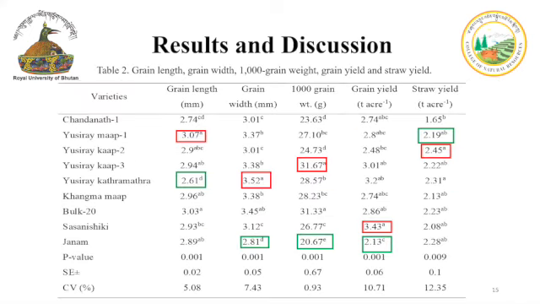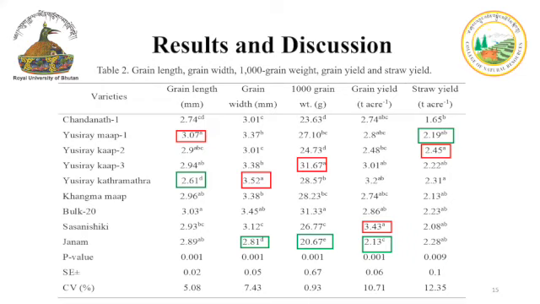And in terms of grain length, Yusre Mab 1 had the longest grain length and the shortest grain was recorded in Yusre Katramatra. And in terms of grain width, the longest grain width was recorded in Yusre Katramatra, and Janam had the least wide grain. And coming to the 1,000 grain weight, Yusre Cup 3 had the highest 1,000 grain weight and Janam had the lowest. And now coming to the yield part, which is an important crop yield component.